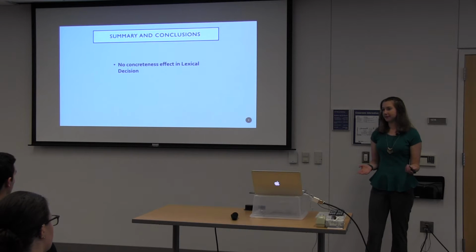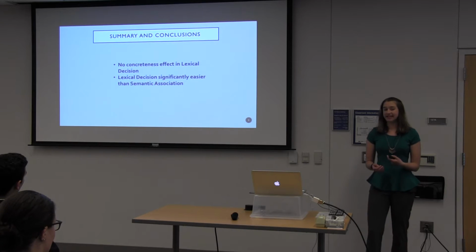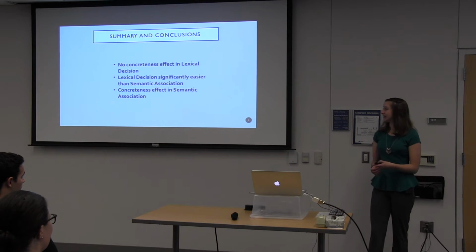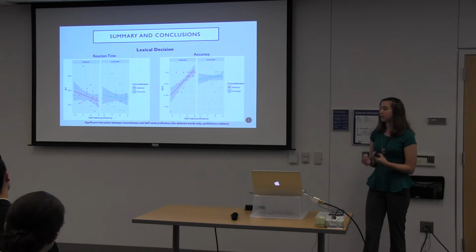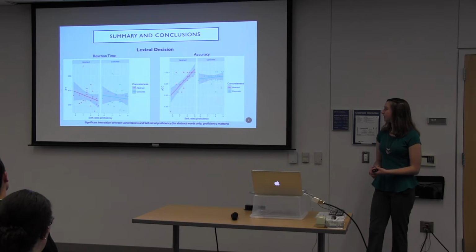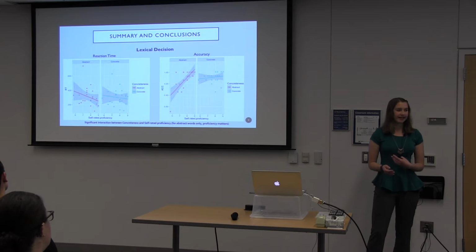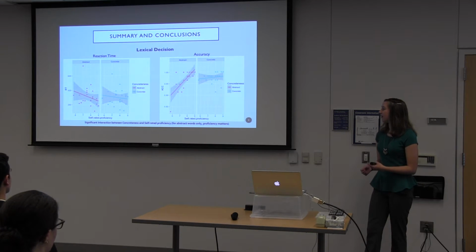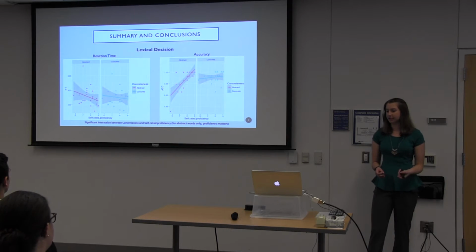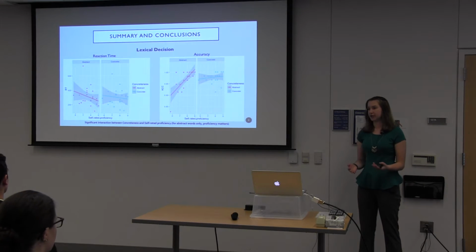So, summary of what we've learned so far. I did not find a significant concreteness effect in lexical decision. Lexical decision was a significantly easier task than semantic association was, and I did find the concreteness effect in semantic association. I then looked within my lexical decision data at the self-rated proficiency of my participants, and I found that for the abstract words, as their self-rated proficiency increased, they were better. They had a faster reaction time and higher accuracy. However, nothing really changed with their responses to the concrete words as their proficiency increased. So that could show that there was more activation going on for my more proficient bilinguals.